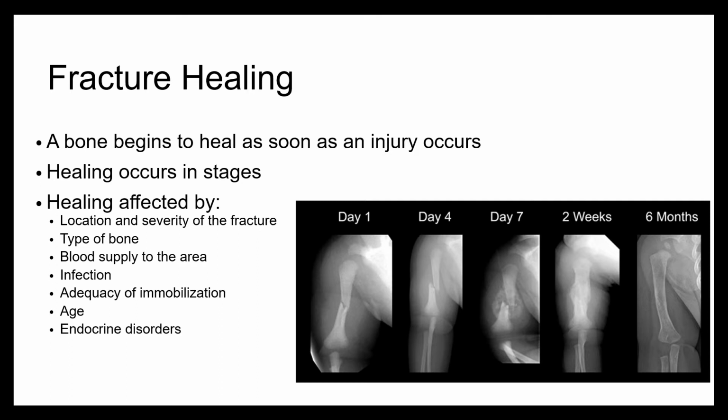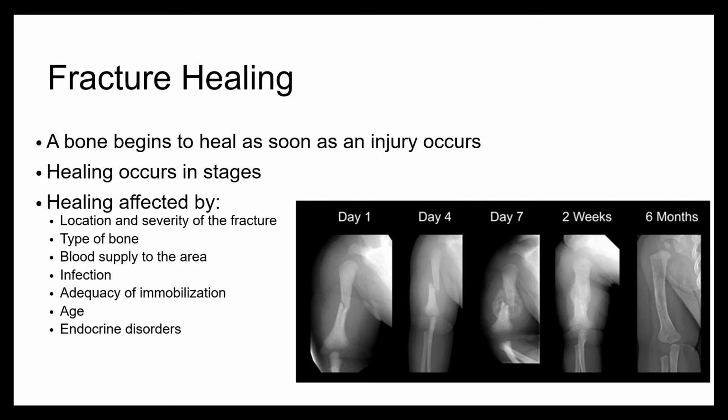We have to consider, although these are the 5 stages that we expect fracture healing to occur in, there are several factors that can play a role in this process and potentially prolong it. One of the first factors that can affect fracture healing is the location and the severity of the fracture itself. For example, a displaced fracture is going to take longer to heal than a non-displaced fracture because it's likely going to require additional interventions that the non-displaced fracture did not require.